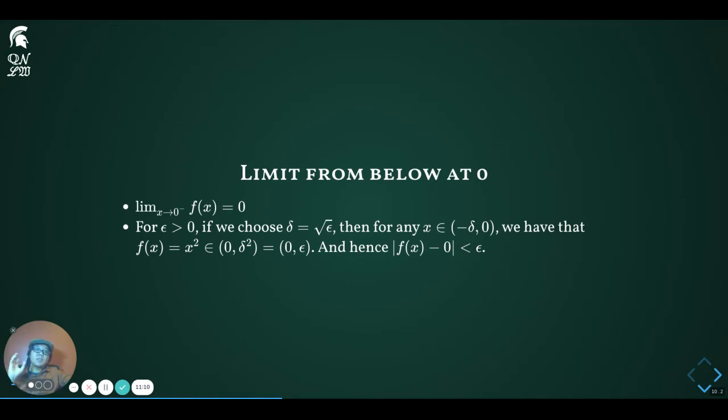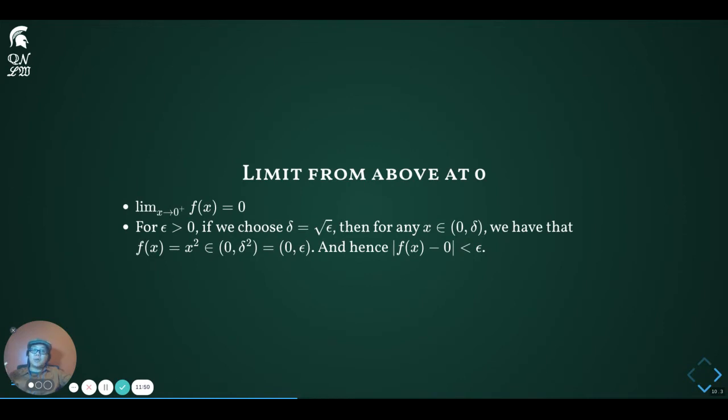In this case, since the function f of x is equal to x squared for x negative, and we want the difference between f of x and 0 to be less than epsilon, we can compute to see that this is the same as asking for x squared to be less than epsilon, which is the same as asking for x in absolute value to be less than the square root of epsilon, and hence we chose delta to be such. Anyway, based on this, for any x between minus delta and 0, its square is between 0 and delta squared, which proves what we need, that f of x minus 0 is bounded by epsilon on this interval.